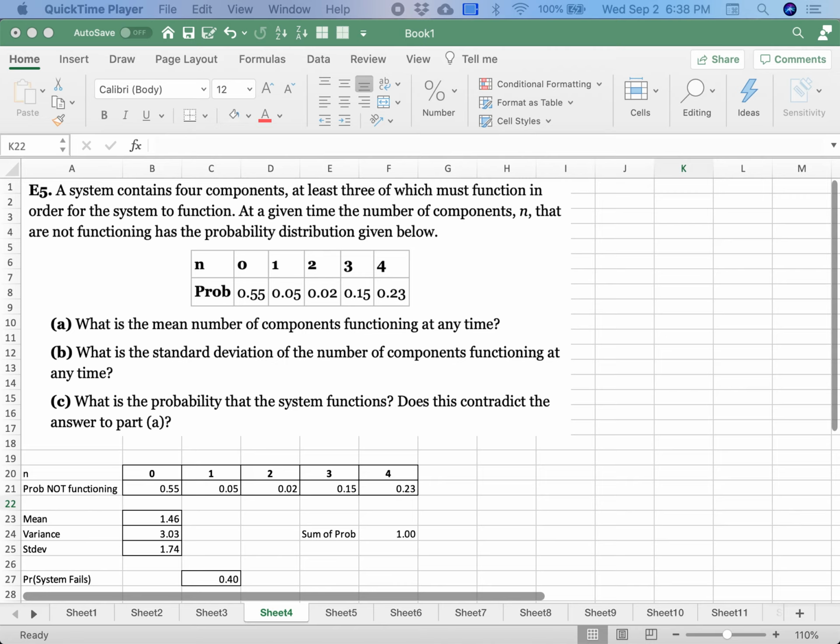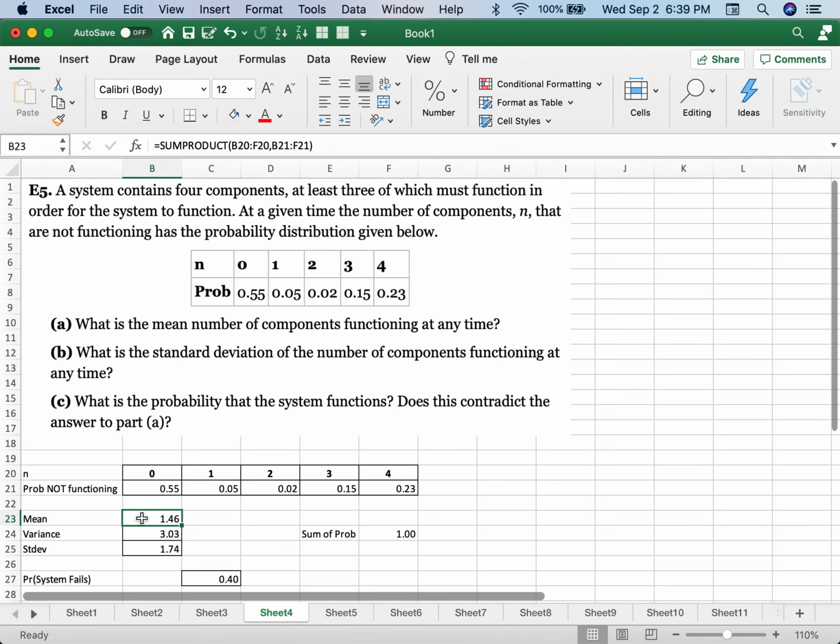So top row is the n, the number that are not functioning, and the bottom row is the probability of that number not functioning. What is the mean number of components functioning at any time is part A. Well, to be able to solve this one, we can simply go back to the idea of calculating a mean within a probability distribution. And I've done it here using the sum product.